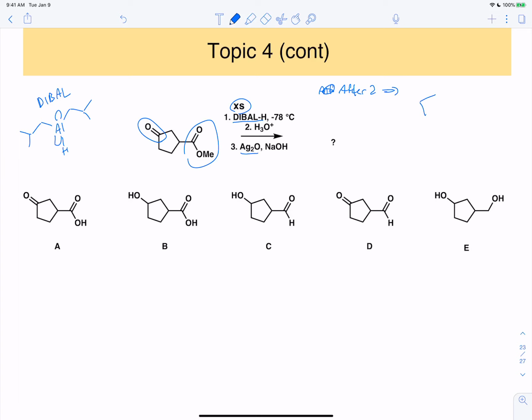we're going to have this product. We're going to have an aldehyde and a secondary alcohol. Next we have silver oxide. Silver oxide has one job. It only does one thing. It oxidizes aldehydes to carboxylic acids. It will not oxidize alcohols. They'll keep them in the same oxidation state. So this is a very mild selective way to make carboxylic acids from aldehydes.